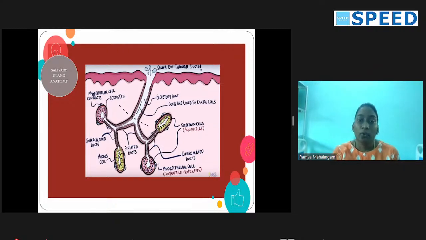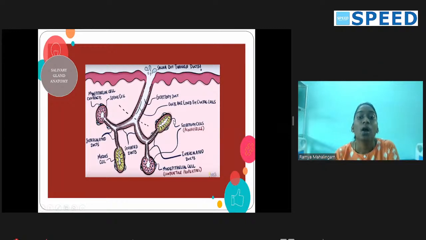So basically, before we go into the pathology, we will see the general introduction to salivary gland. The salivary gland is made up of mucous and serous glands. This salivary gland will have secretory ducts. These secretory ducts will have different arrangements, and different cells will line these secretory ducts.